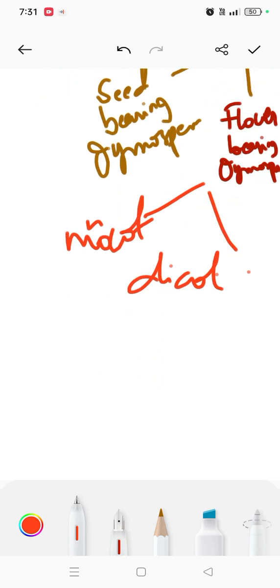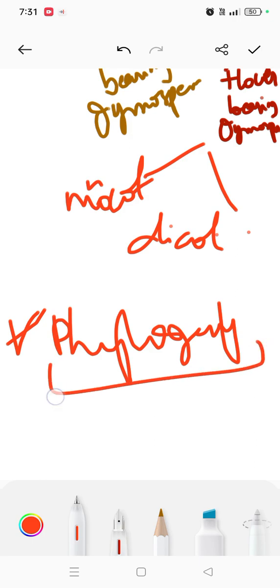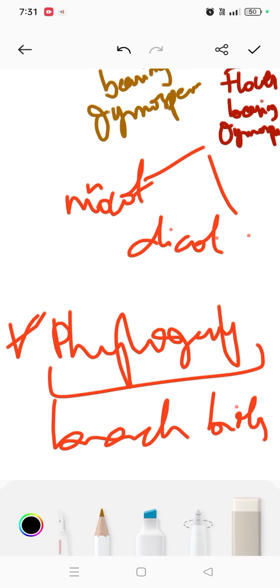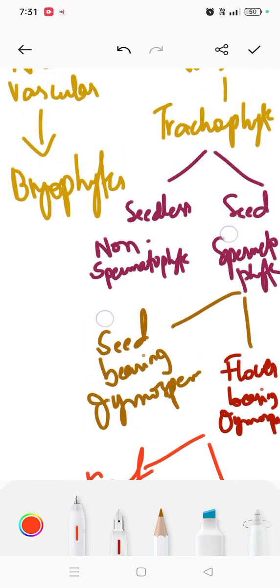You also see one more term, phylogeny. Phylogeny is simply a branch of biology. A lot of people get confused because phylogeny and phylogenesis are similar terms in biology. It is not very important to discuss here, as this is only the intro of our topic.